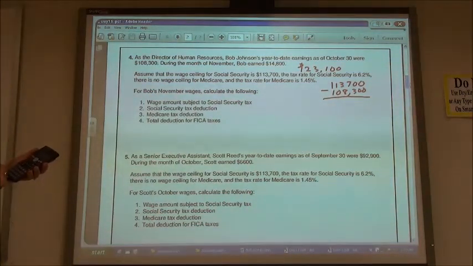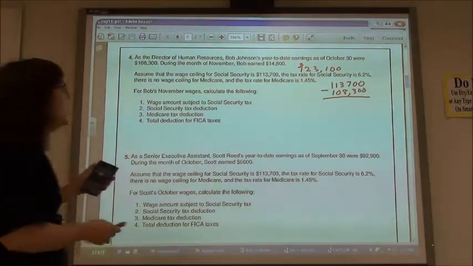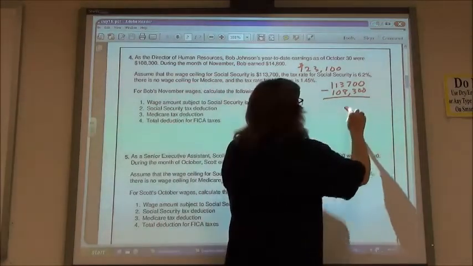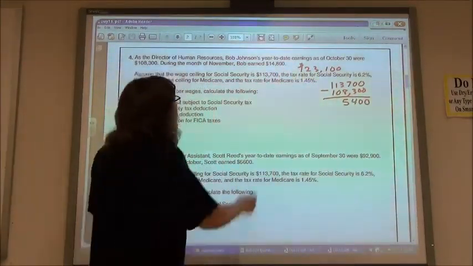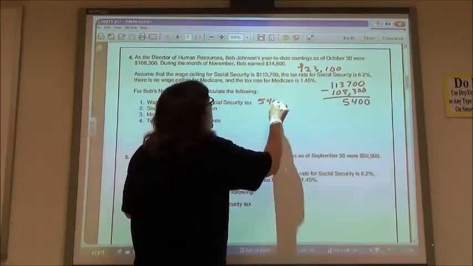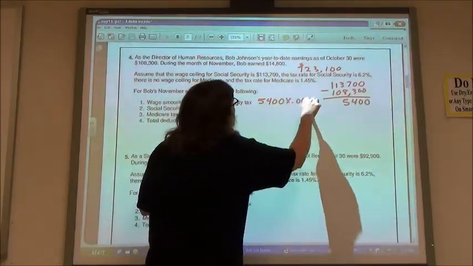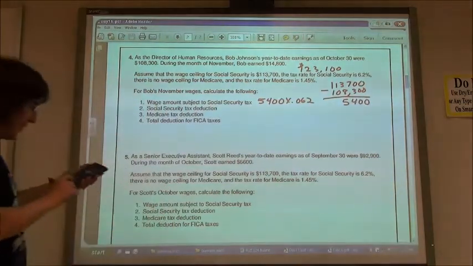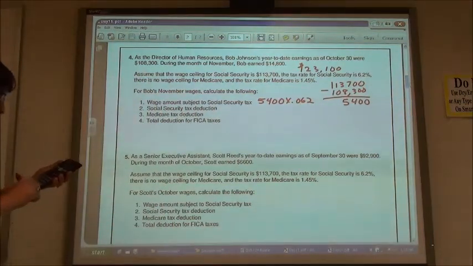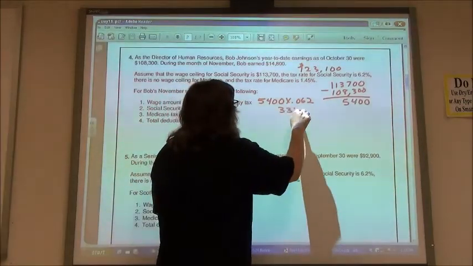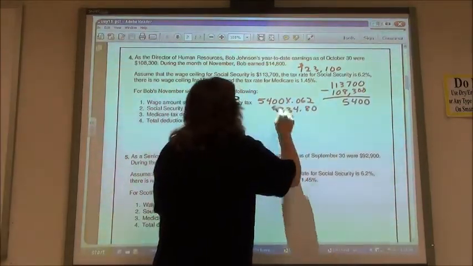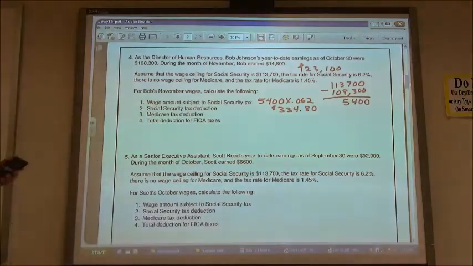So if I take $113,700, I subtract my $108,300, I only have to pay Social Security tax on $5,400, not on my full earnings. So here, $5,400 times my 0.062, 6.2%, means I have $334.80 for my Social Security tax.